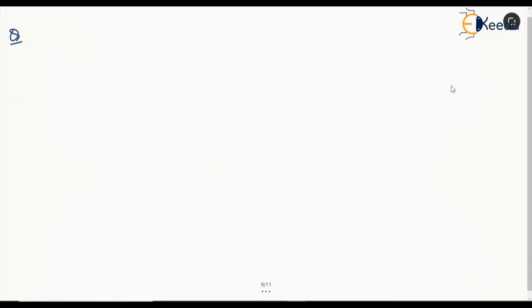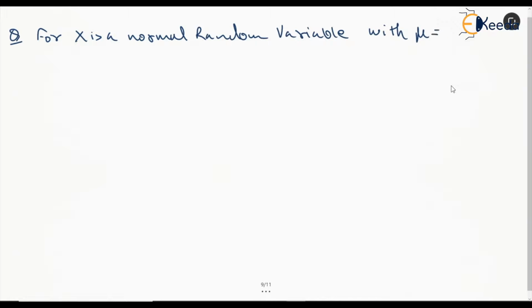It says, for X a normal random variable with mu equal to 3 and sigma square equal to 9. Find, first option is the probability for this range of 2 and x.